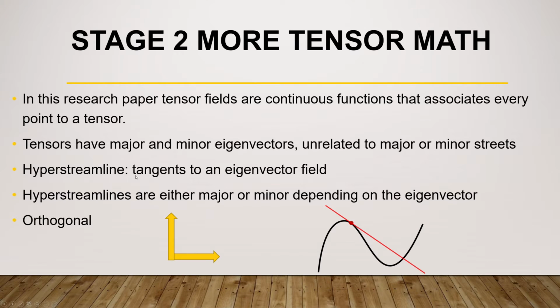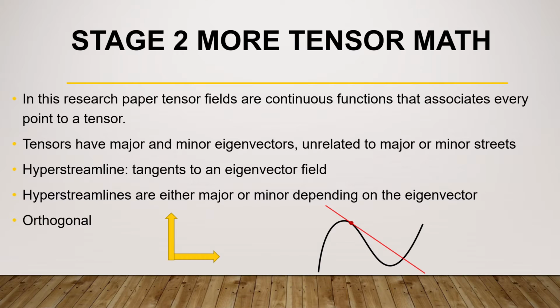Okay, so everyone knows what a tangent is, right? A tangent, this red line here, is a tangent. So every tensor, if you picture it as a vector, can have multiple eigenvectors that go in the same direction but different lengths, and each of these eigenvectors has multiple tangents at any point. You can pick any point and draw a tangent line on it, right? And so these tangent lines are hyperstreamlines. And hyperstreamlines are either major or minor.